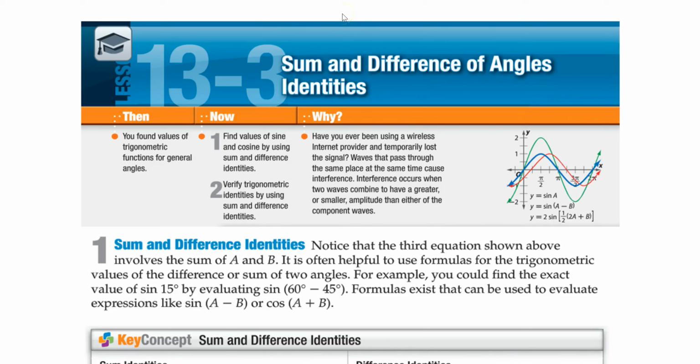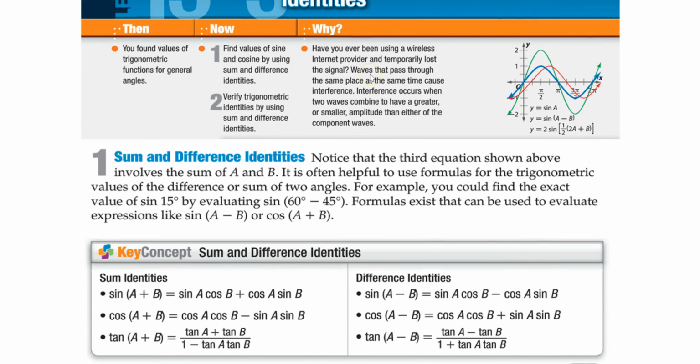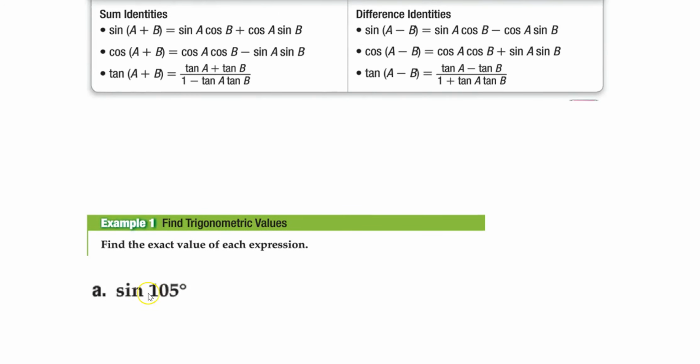13.3 Sum and difference of angle identities. So this lesson is all about how to use certain identities to find angles we normally can't. So for example, 105. If we draw out 105, this will give you an example. 0, here's 180. 105 is in here somewhere, it's 90. And if I find a reference angle, 180 minus 105, I get 75.